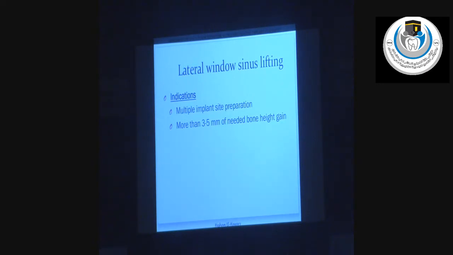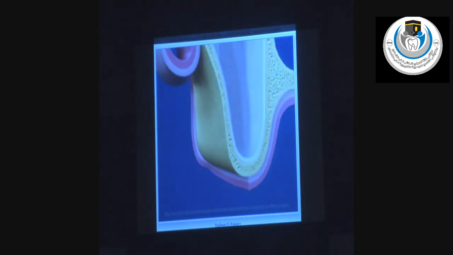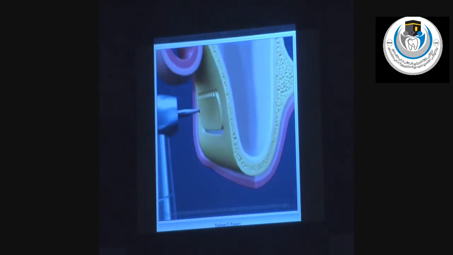The lateral window sinus lift technique is indicated in cases that need multiple implant site preparation and when more than 3 millimeters of bone is needed. In this technique, a pyramidal flap is performed and deflected to expose the facial aspect of the maxilla. Using a round bur and a fissure bur, a window is created in the facial aspect of the maxilla at the edentulous area and away from the roots of the neighboring teeth.